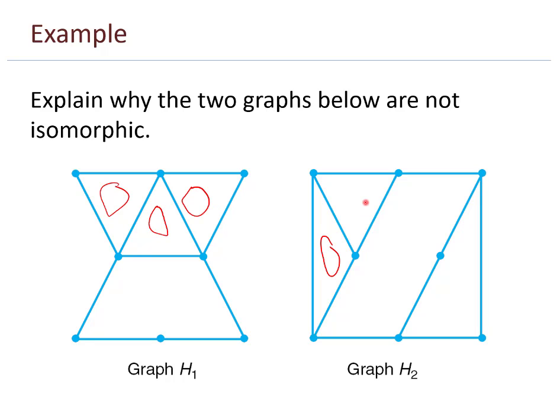On the right, I see some cycles of length 3, but I'm not sure that I see 3 of them, so that could be a difference. Also, on the left, I see 2 vertices of degree 4, but on the right, I don't think there are any vertices of degree 4. So definitely, I can't move one picture around to create the other.